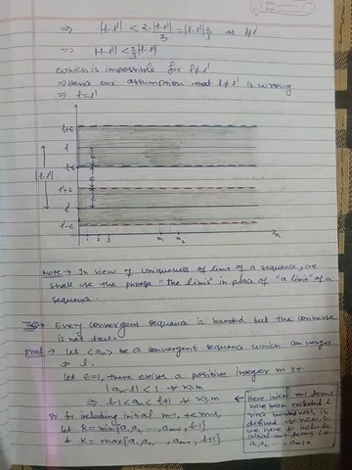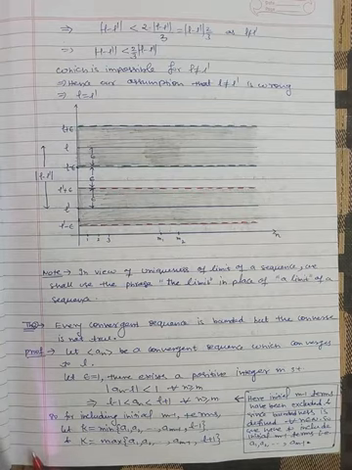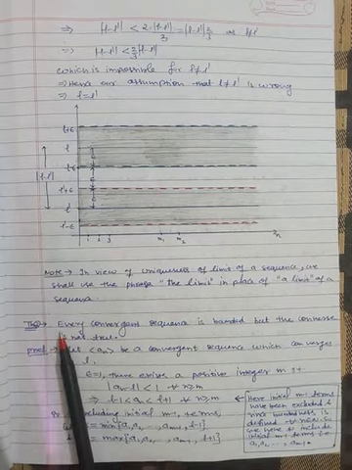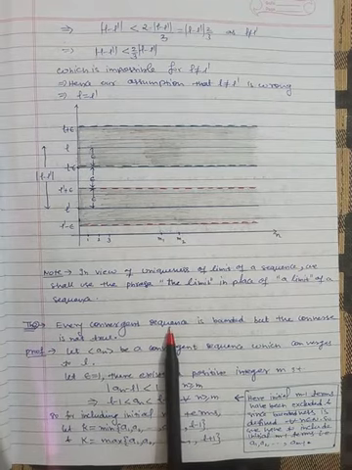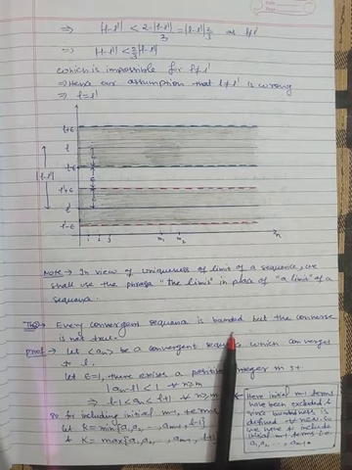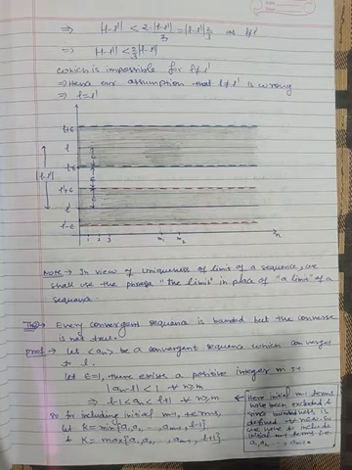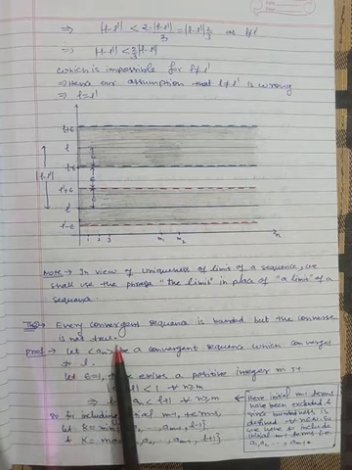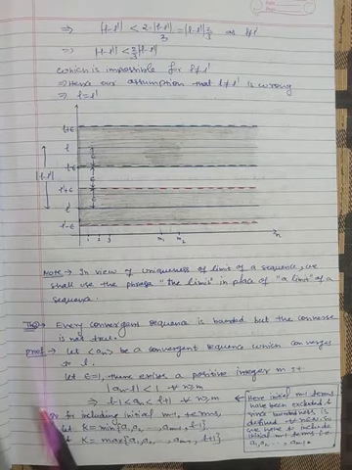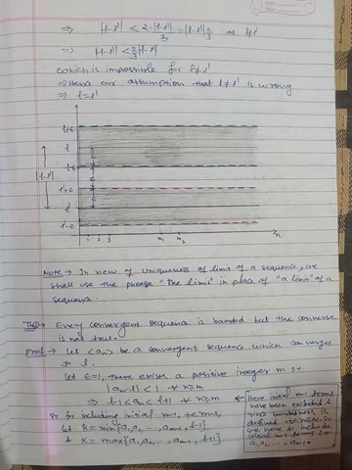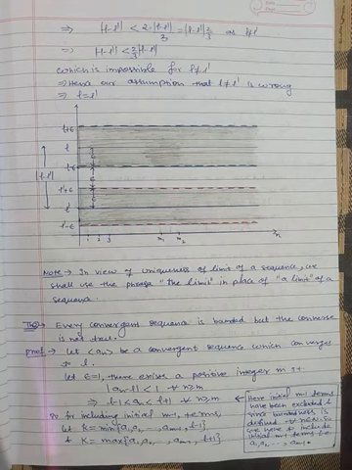Dear students, in this video we will prove two theorems based on the convergence. First theorem is this: every convergent sequence is bounded, but the converse is not true or need not be true. That means every convergent sequence is bounded, but every bounded sequence need not be a convergent sequence. So we will prove this.